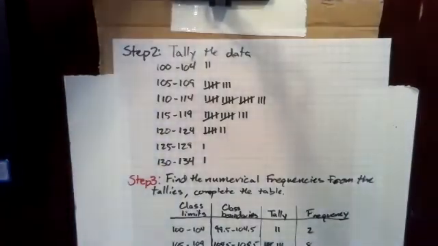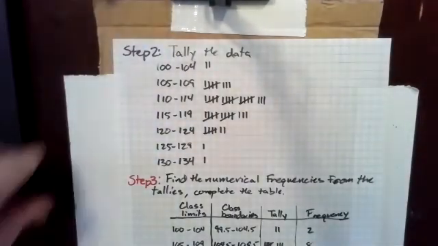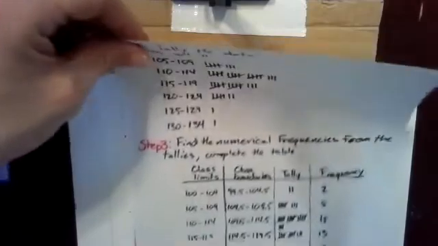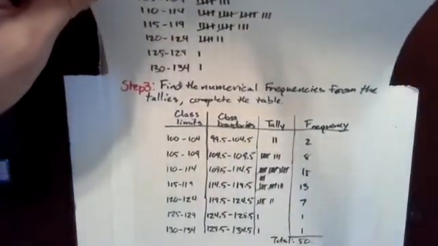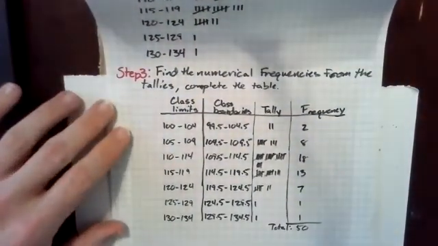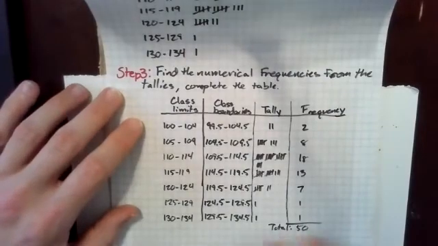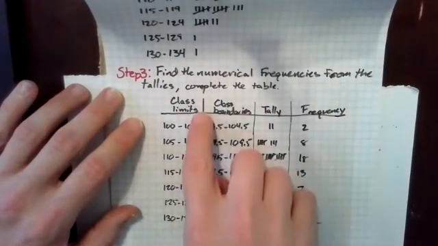Next, we tally the data. And here are my tally marks. And then we can find the numerical frequencies and complete the table. So here is the final table.